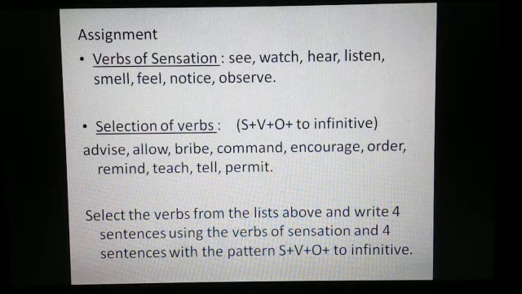Boys and girls, write these sentences in your rough notebook, take a picture, and you can send that pic to me on my WhatsApp number till today 2 o'clock.